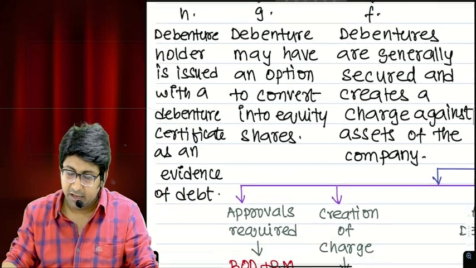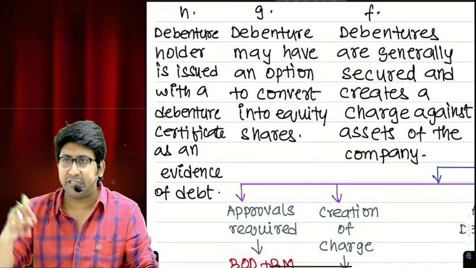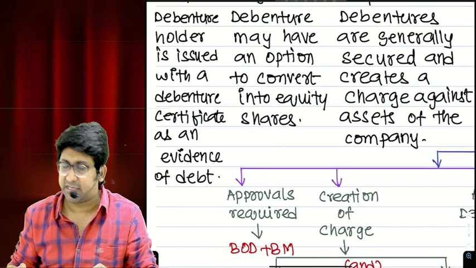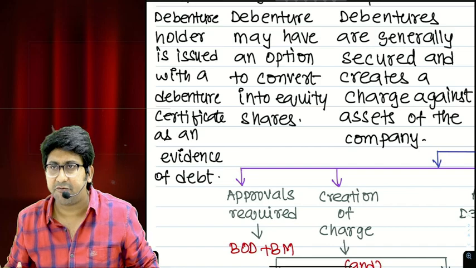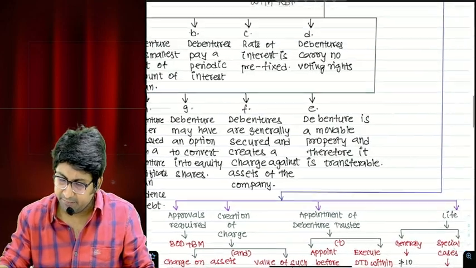Next, a debenture may have an option to convert into equity. We call them what? Convertible debentures. Next, the debenture holder is issued a debenture certificate as evidence of debt. These are all the features of debentures. Hope everyone understood the concept clearly. Okay.